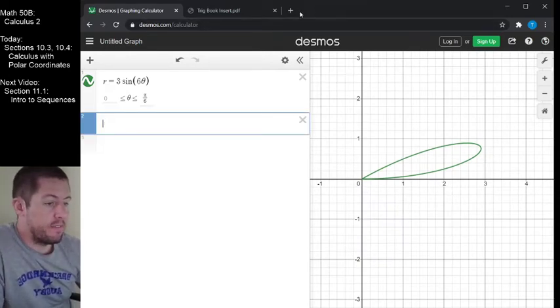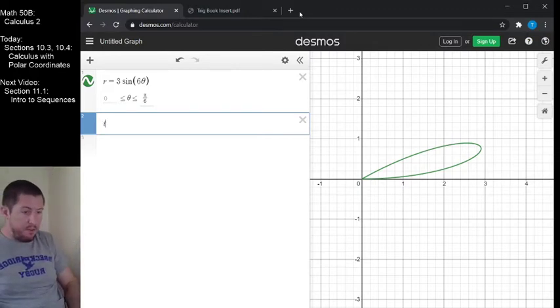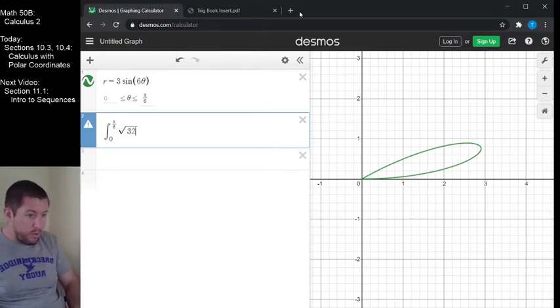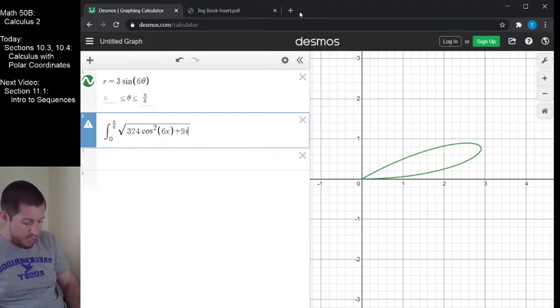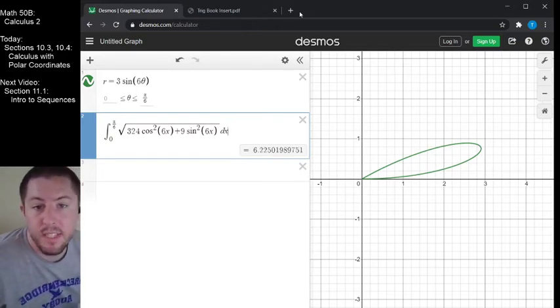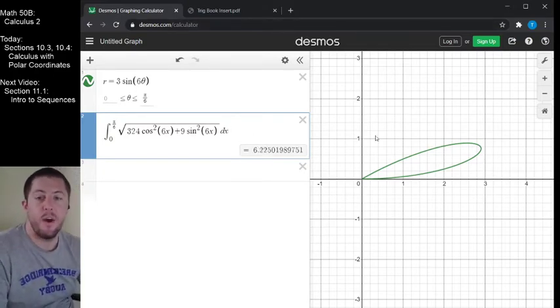So let's see if Desmos can just straight up do this for us. I'm going to do my integral from 0 to pi sixths of the square root of 324 cosine squared of 6x, and I'll just call it x because it doesn't matter, plus 9 sine squared of 6x dx. And what do you know? Desmos is telling me that this is a little bit longer than 6. So I very much agree.